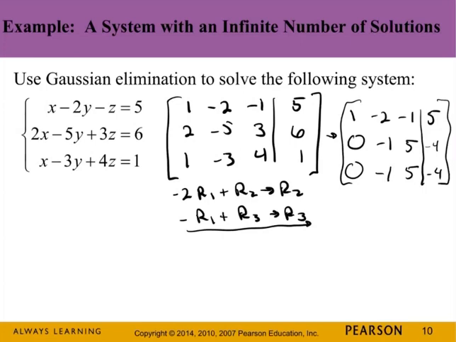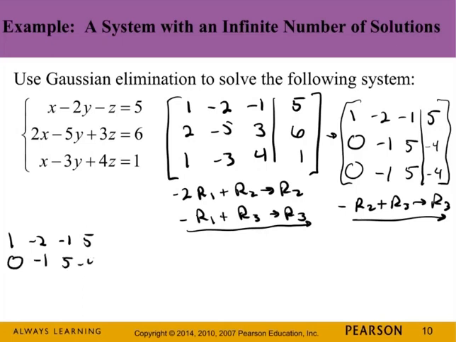Let's get the center guy to be. Well, actually, we don't even need to do that. Let's just say a negative times row 2 plus row 3 replace row 3. I'm just going to bring it over here to the bottom left. So row 1 stays as is: 1, -2, -1, 5. Row 2 stays 0, -1, 5, -4.